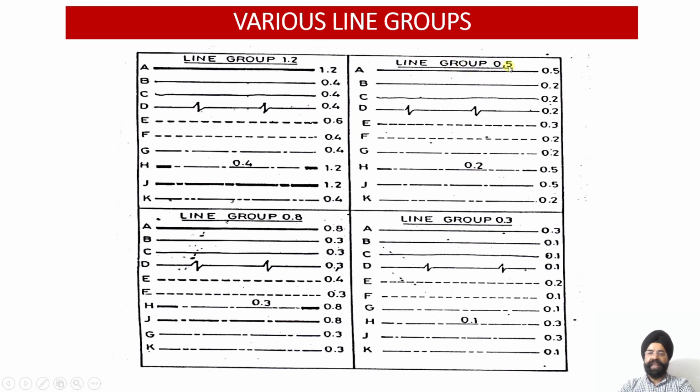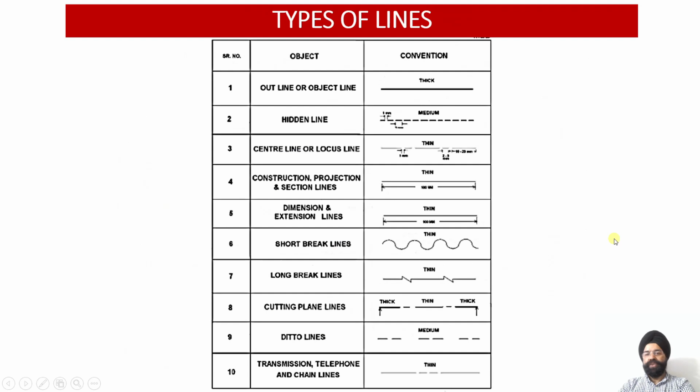If you are going to use the line group of 0.5, your thick line will be of thickness 0.5, then your thin line will be of thickness 0.2 millimeter. If you are using line group 0.8, your thickest line will be 0.8, while your thinnest line will be 0.3. And if you are using 0.3 thickness, your thickest line will be 0.3, while your thinnest line will be of thickness 0.1 millimeter. So these are different types of lines that we have discussed.